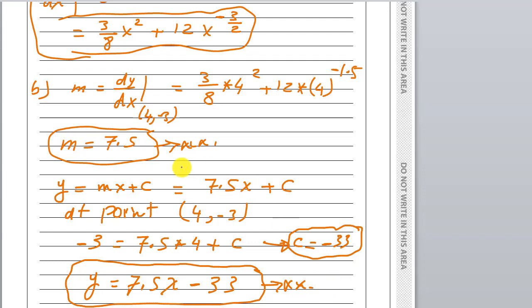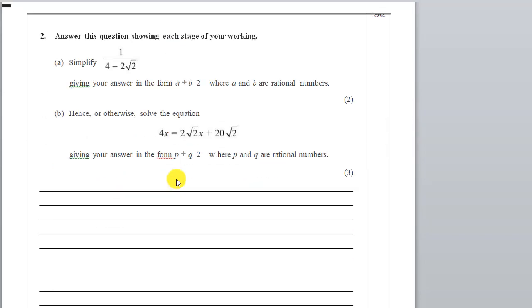Okay, let us go ahead to another question. Simplify 1 divided by 4 minus 2 square root of 2, giving your answer in the form a plus b square root of 2, where a and b are rational numbers. Let us start this part A.